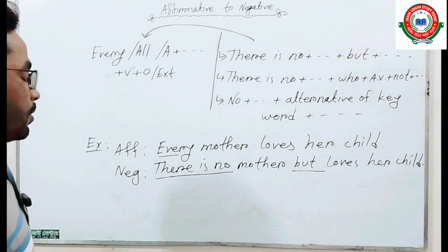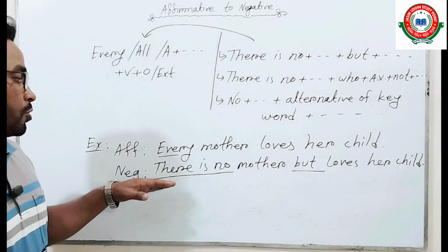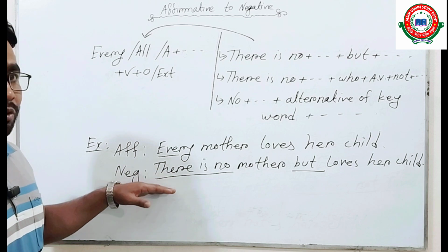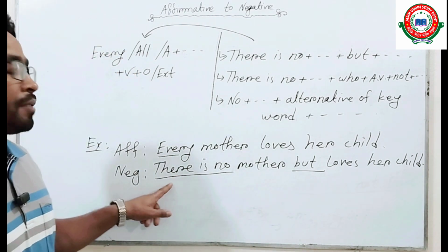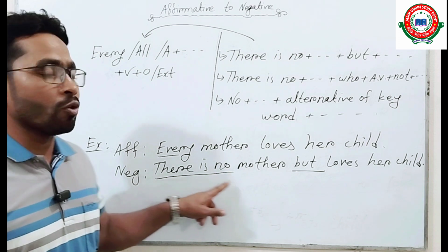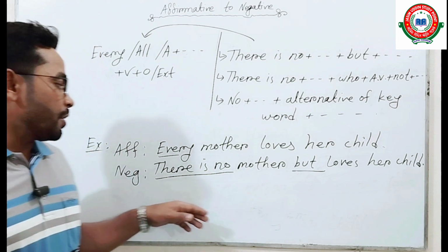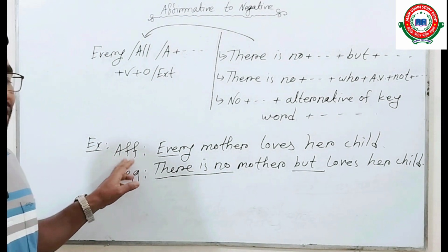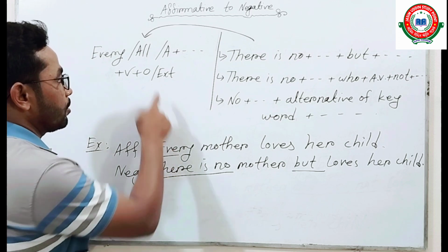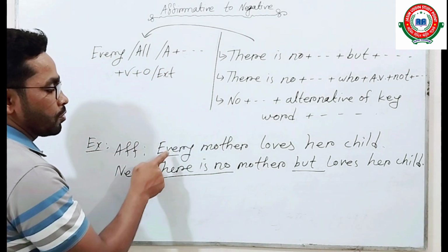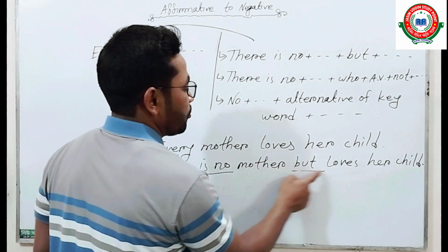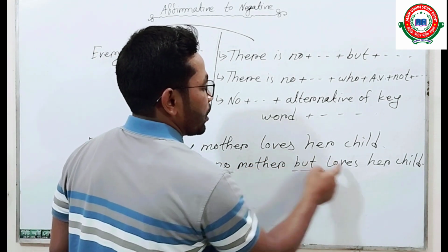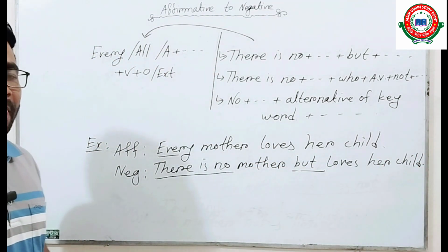Okay, dear viewers, again try to understand. If you want to transfer the sentence from negative to affirmative, you have to identify the symptom. If you see this type of symptom, that means "there is no" in the negative sentence, and you want to transfer the sentence to affirmative, you have to use every, all, or a instead of "there is no". After that, you have to use another word. After that, you have to remove "but", and you have to use another word. That's enough for the affirmative sentence.